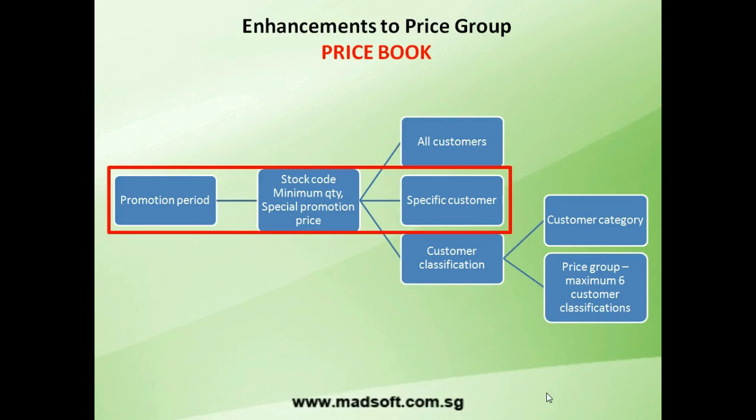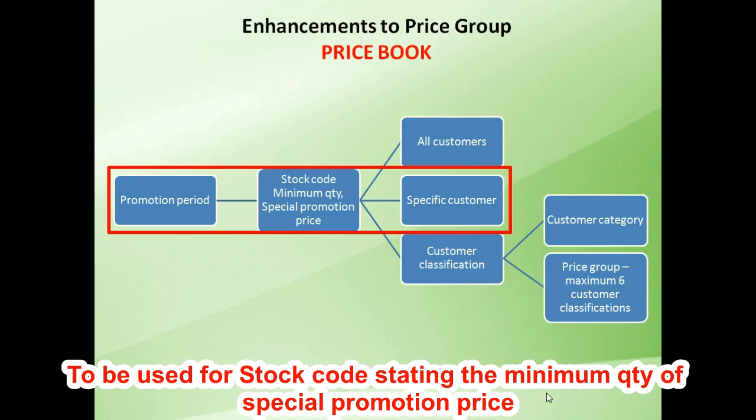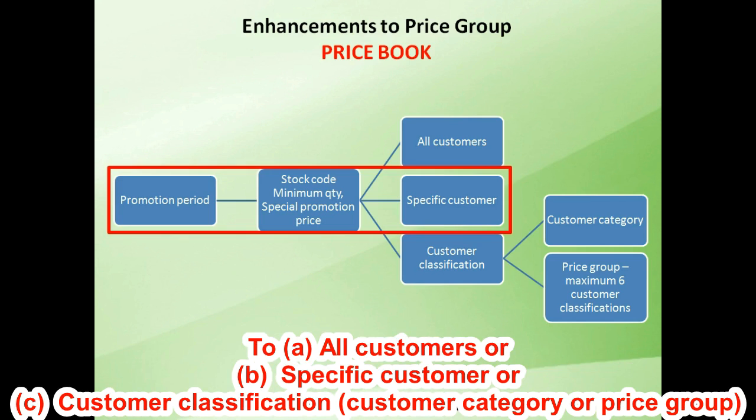Next, let's take a look at the enhancement to the price group feature, the price book. The price book feature allows a promotion period to be used for a stock code, stating the minimum quantity on this special promotion price to all the customers, or for a specific customer, or by the customer's classification, by customer's category, or by the price group settings, a maximum of 6 customer classifications.